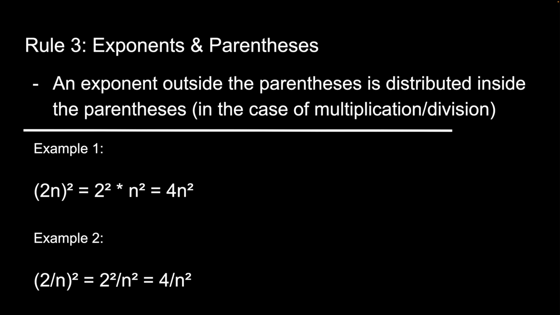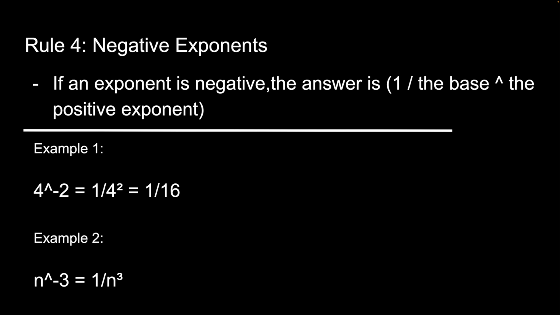Our last rule that we're going to be taking a look at here is negative exponents. If an exponent is negative, the answer will be 1 divided by the base to the power of the positive exponent. So here we have the expression 4 to the power of negative 2. Basically, whenever you want to solve this, imagine that this is 4 to the power of negative 2 divided by 1, and then you can flip it around. So it becomes 1 over 4 to the power of negative 2, but then we remove this negative sign, so it just becomes 1 over 4 squared. If you simplify 4 squared, it becomes 16, so the answer is 1 over 16.